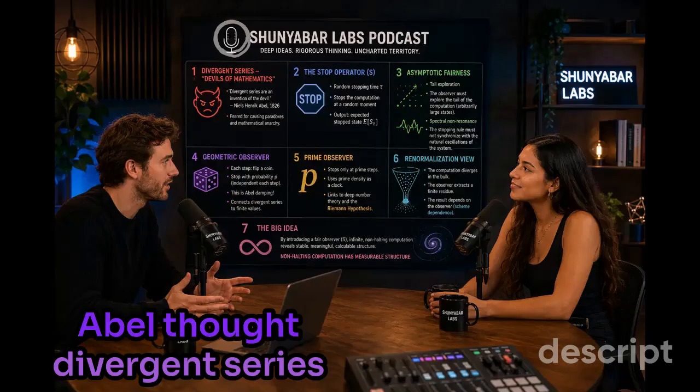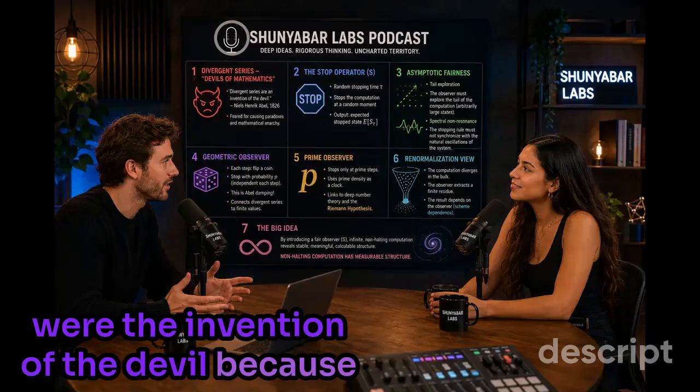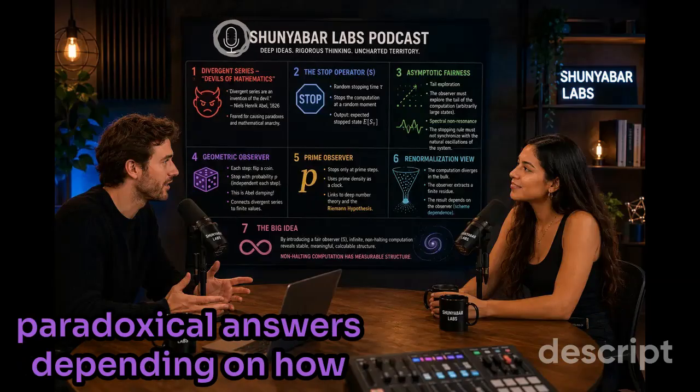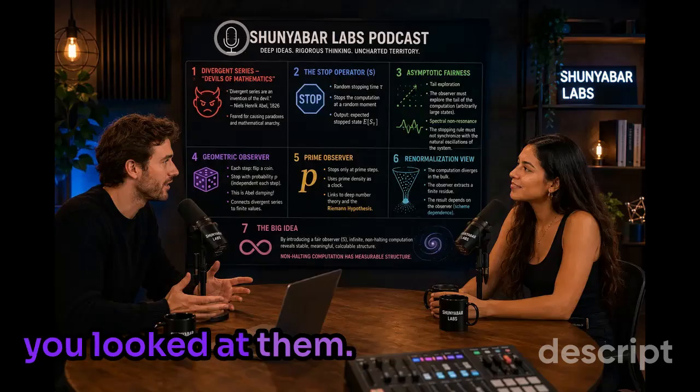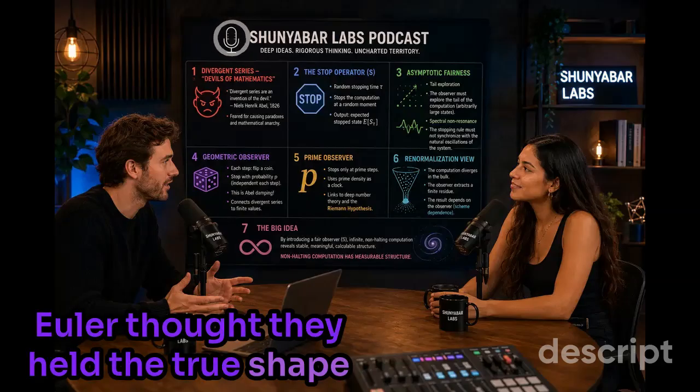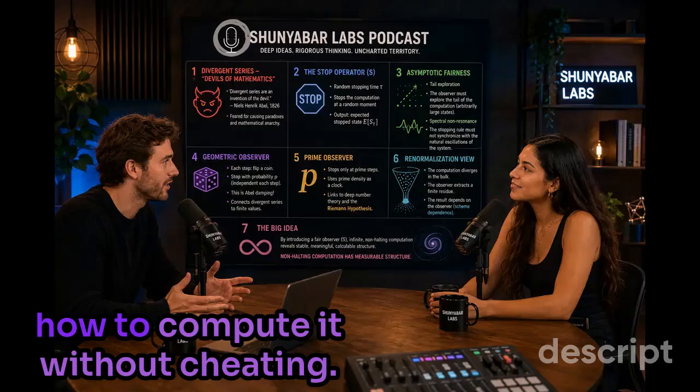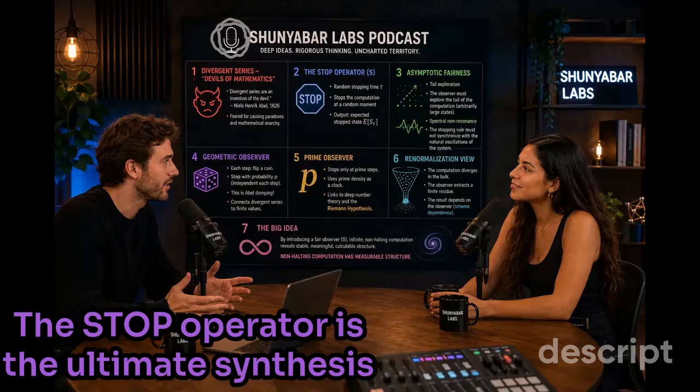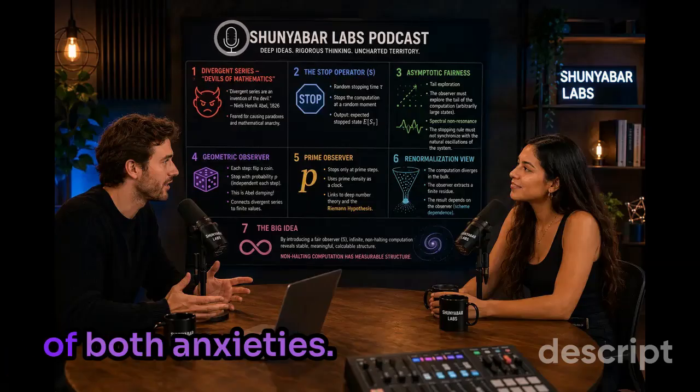Abel thought divergent series were the invention of the devil, because they seem to give shifting, paradoxical answers depending on how you looked at them. Euler thought they held the true shape of the infinite, but he didn't know how to compute it without cheating. The STP operator is the ultimate synthesis of both anxieties.